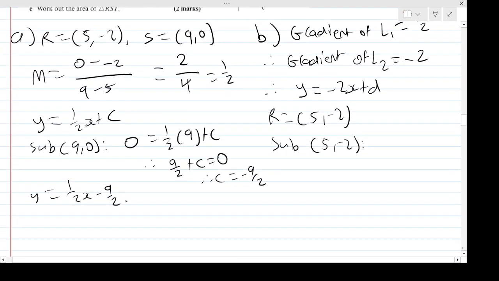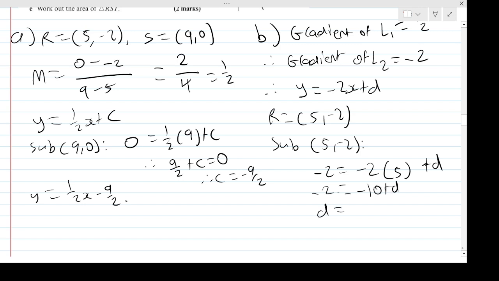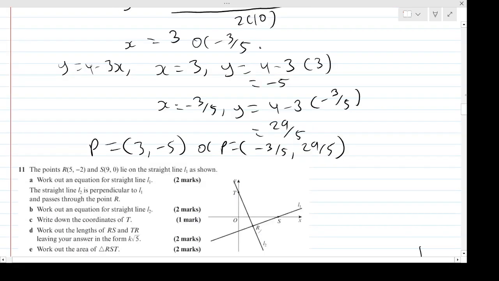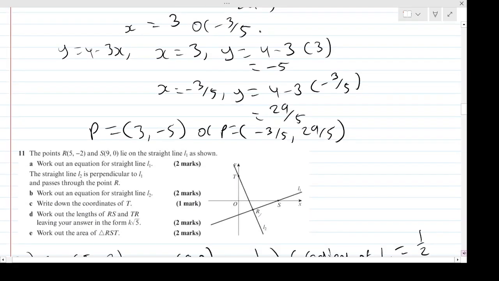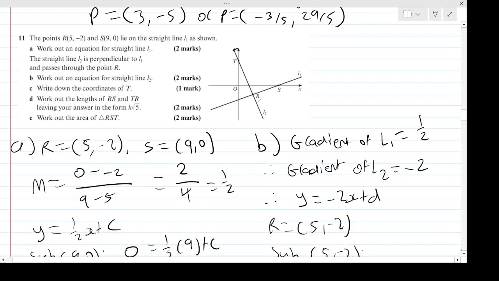So if y is -2, then I get -2 times x, which is 5, plus d, okay? So -2 is equal to -10 plus d. Therefore d, if I solve it and add 10 to both sides, I get positive 8. Cool. Therefore our equation is y = -2x + 8. Great stuff. Okay, then part C says work out the coordinates of T.